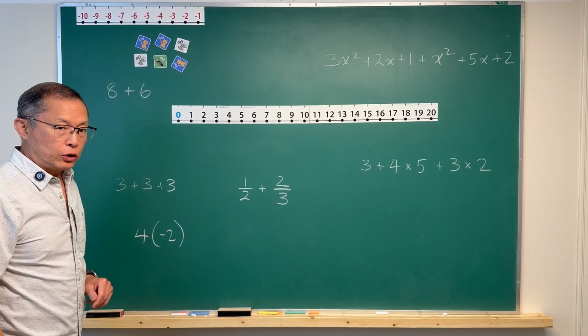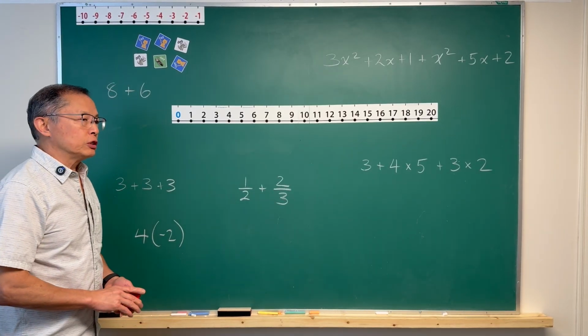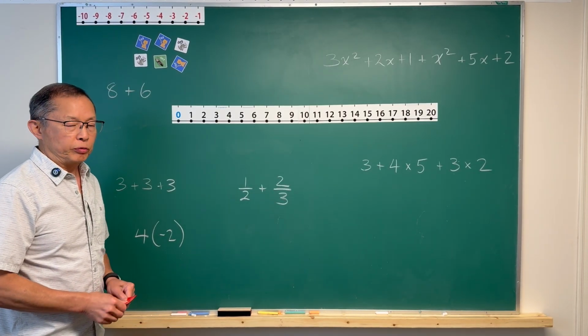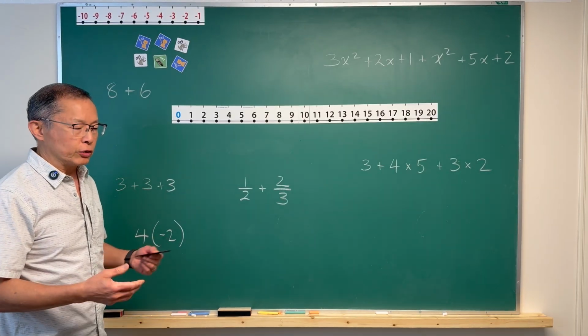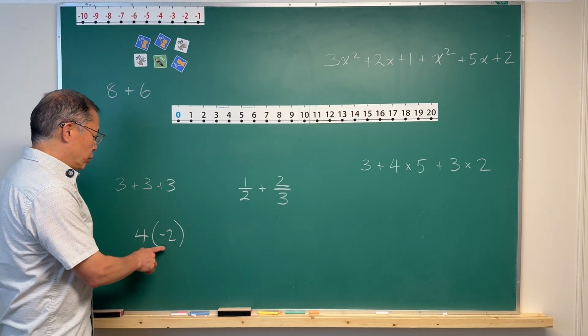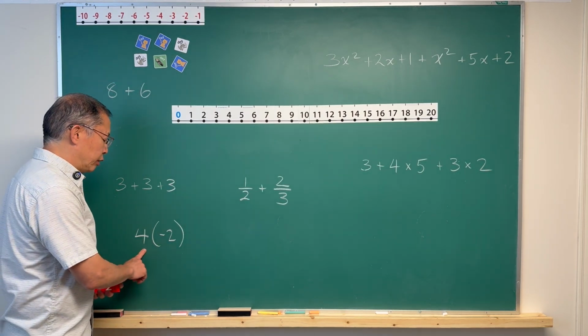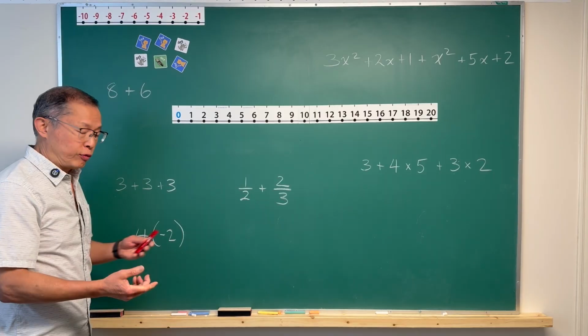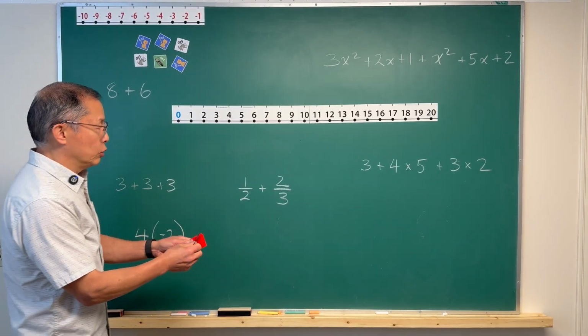4 times negative 2. Many students struggle with the integer rules of positive times negative makes negative, etc. And many teachers struggle with trying to explain that to kids as well. So 4 times negative 2 is literally you're counting 4 negative 2's. You have 4 of these things. And here are the negative 2 tiles.